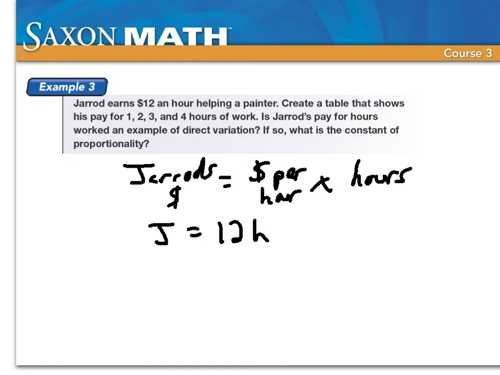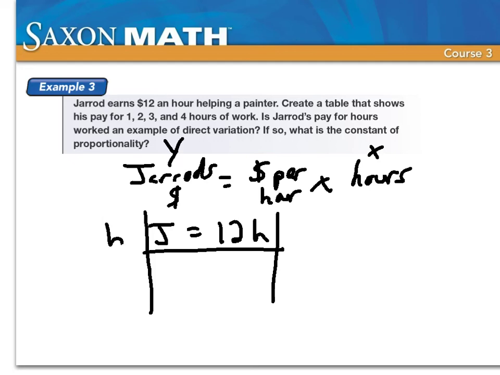Okay? And now we're going to go ahead and create a table for this. Well, Jared's hours are kind of like our x's, because that's the number that we're putting in. And then the money he makes is like the y. So the hours are going to go in this spot over here, and Jared's money is going to go in the y spot. Okay, it says to make a table for 1, 2, 3, and 4 hours of work.